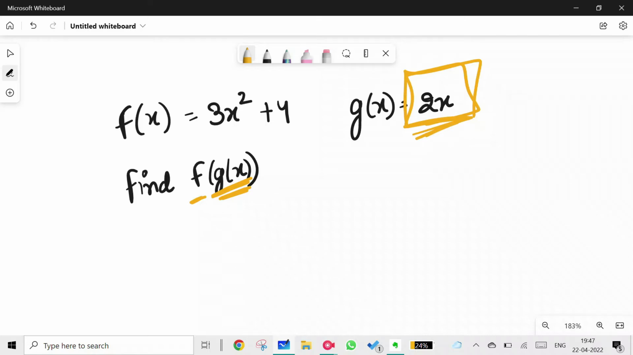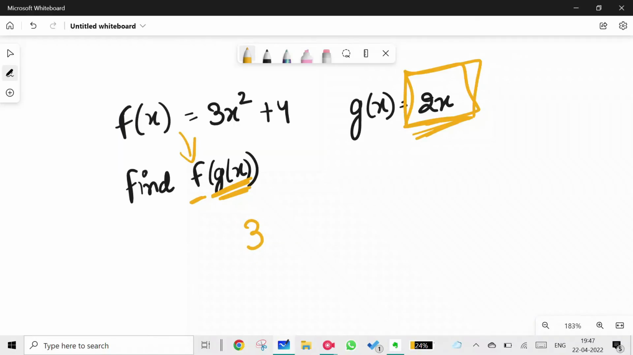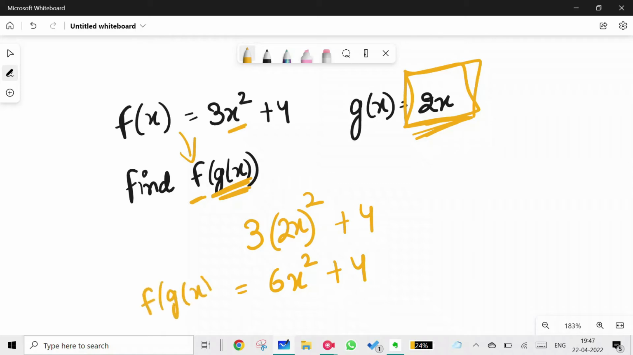Now you have to substitute g of x into f. So let's do the same. F of x is 3x squared plus 4. Now instead of x, we're going to put 2x because that is what the function g of x is. So we're going to write 3 into 2x whole squared plus 4, which is 12x squared plus 4. So this is f of g of x.